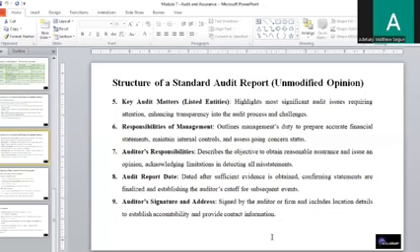And lastly, the auditor's signature and address. It is signed by the auditor or firm, and includes location details to establish accountability and provide contact information.